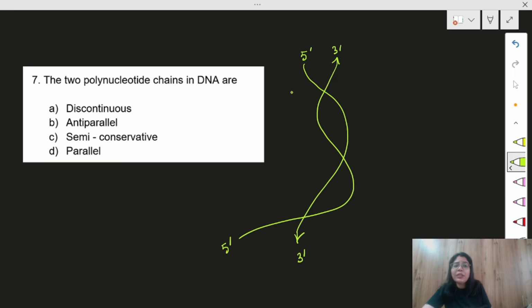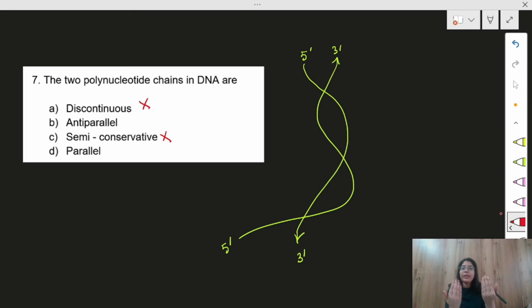Okay, both are discontinuous? No, only one of the strands is formed in a discontinuous manner, later it is joined. So we cannot choose this. Both are semi-conservative? No, the entire DNA is semi-conservative. Both the polynucleotides are not semi-conservative. One is parental, one is new. So we cannot choose. Parallel, no.